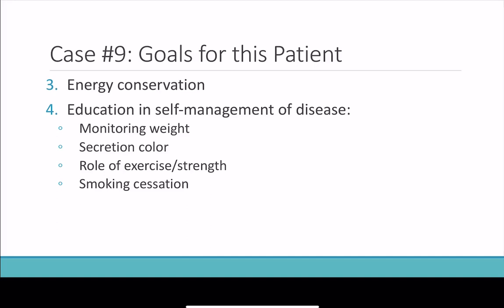And then talking through the self-management of his disease, monitoring his weight, keeping an eye on secretion color. That can be the earliest sign that it's starting to develop an infection, and the earlier you can act, the better. Really talking through the role of exercise and strength gains and how that might help this patient. And then always, always, always including some conversation about smoking cessation.